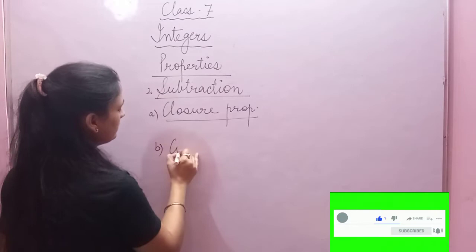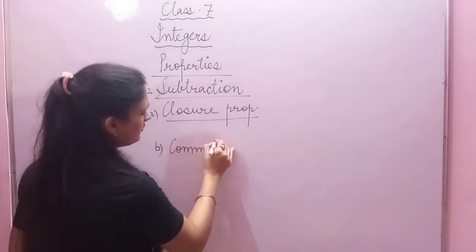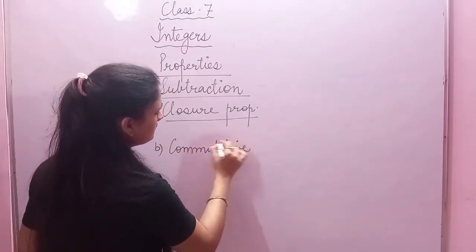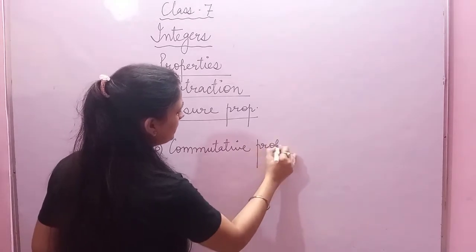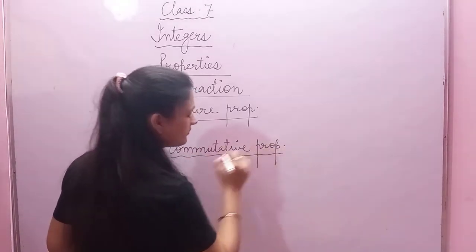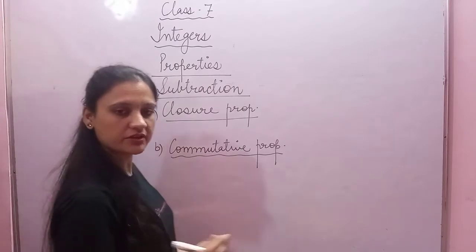Next is the commutative property. What does this commutative property say? Again, if you change the order.